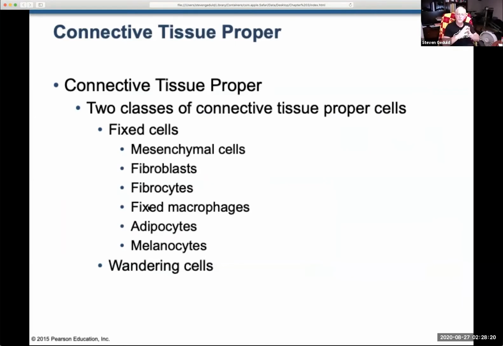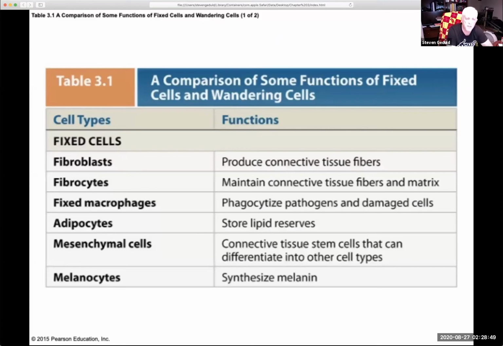Okay, connective tissue proper. This is the first one we talked about. There are two classes of connective tissue proper cells: fixed cells and wandering cells. As you can guess, fixed cells stay in one place in the connective tissue. The wandering cells wander throughout the body, going where they're needed. So fixed cells are your mesenchymal cells, your fibroblasts, your fibrocytes, your fixed macrophages, your adipocytes, and your melanocytes. Okay, those are the different types. And again, this tells you what the different types of fixed cells are.